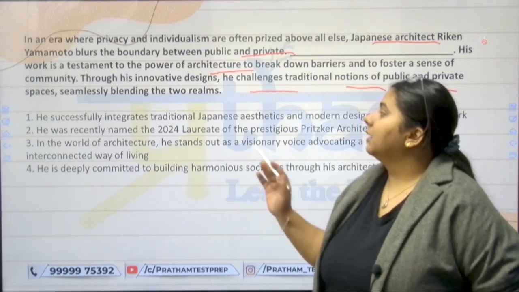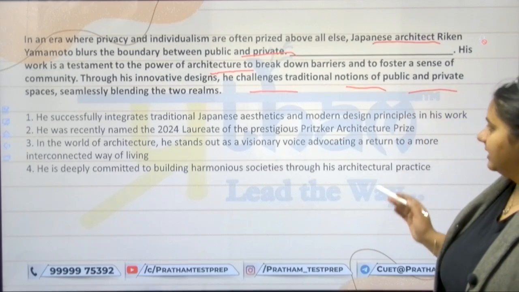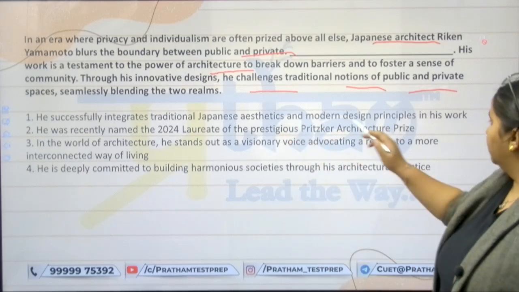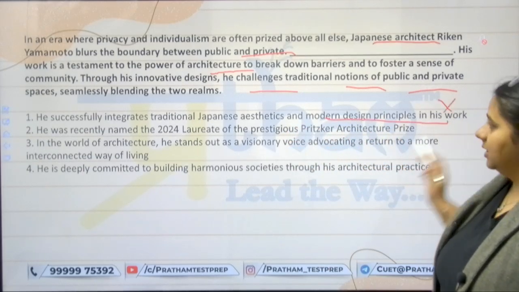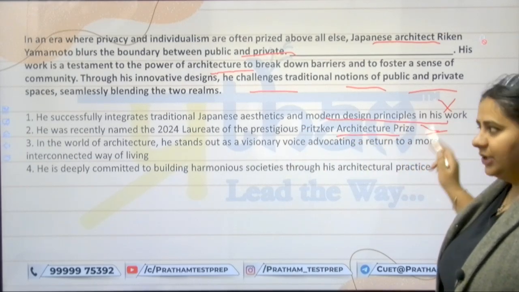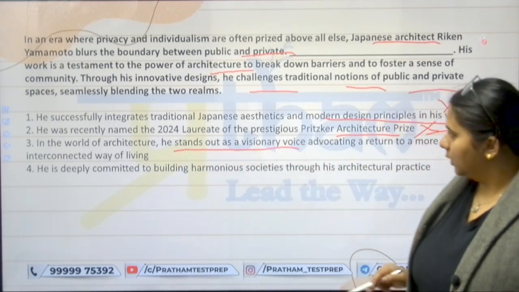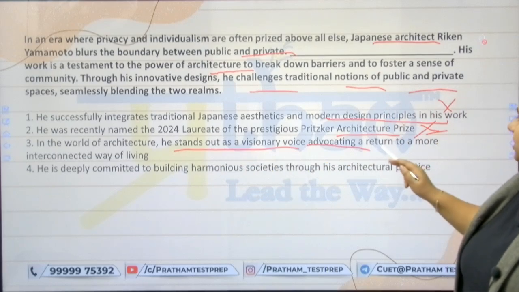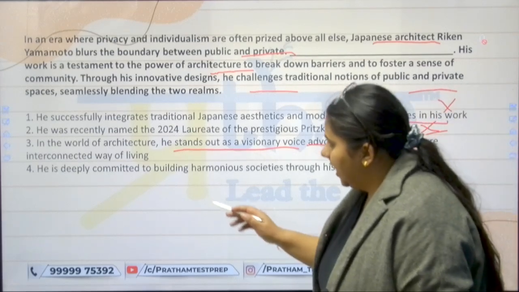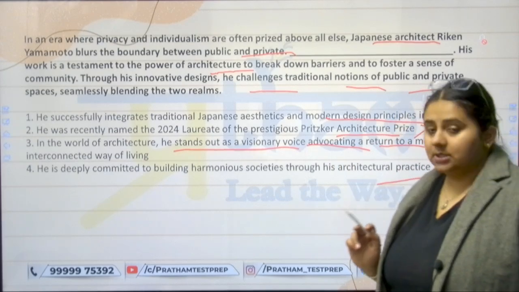A says he successfully integrates additional Japanese aesthetics and modern design principles in his work. So, no, this will not be the answer. He was recently named in the Architect Prize. No. In the world of architecture, he stands out as a visionary voice advocating a return to a more interconnected way of living. He is deeply committed to building harmonious societies through his architecture practices.